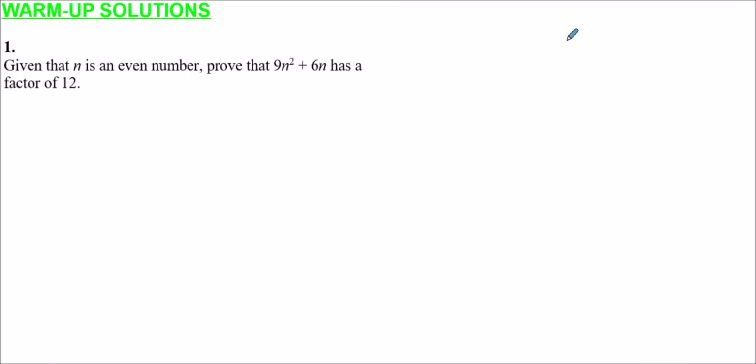So question 1 says, given that n is an even number, prove that 9n squared plus 6n has a factor of 12. So the first thing for this one is I'd suggest just saying that we can let n equal 2 lots of k, where k is a natural number. So k is a member of the set of natural numbers. This is just a mathematical way of saying k is any natural number, n equals 2k. So any even number is going to be a multiple of 2. So this is how we can define the even numbers.